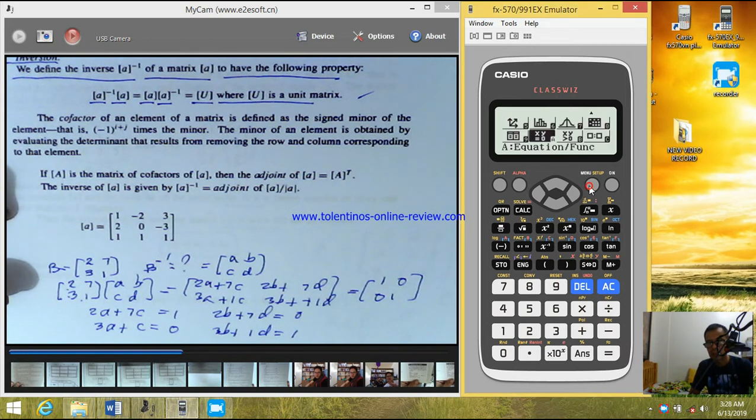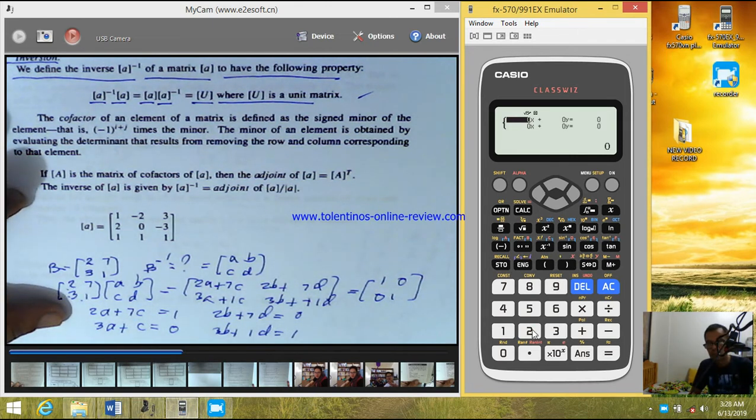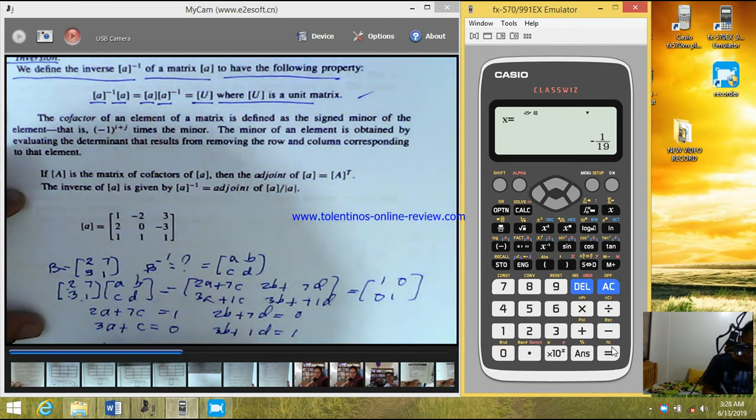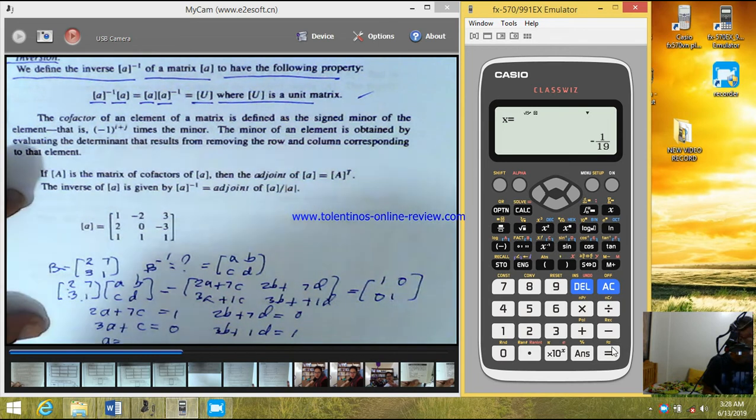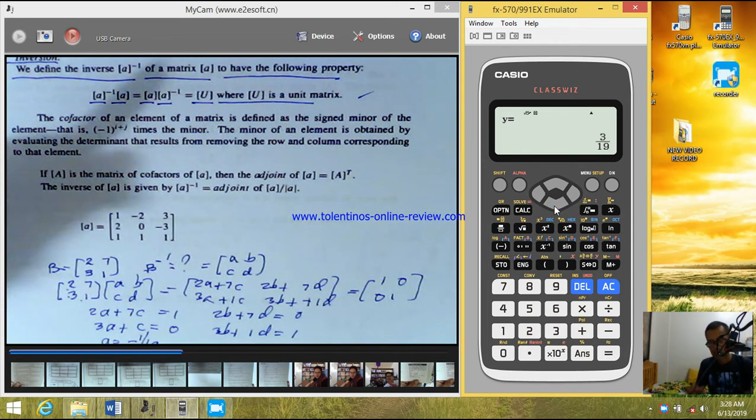Okay. Punta ka sa menu, A, tapos 1. Simultaneous equations 2 lang. Start with 2, 7, 1. Okay, 3, 1, 0. So, your answer is what? A is negative 1 over 19, and C is what? And C is 3 over 19.